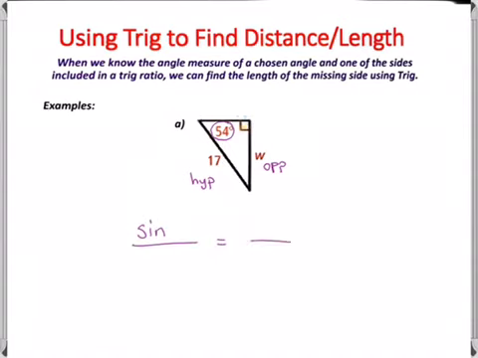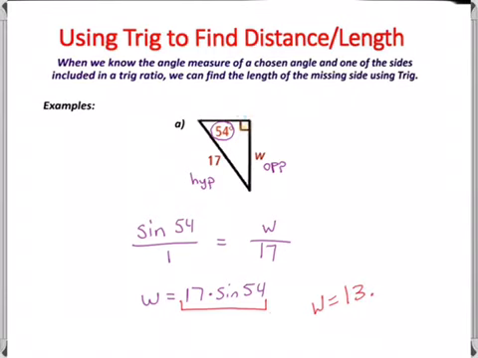In order to solve this, I'm going to set up a proportion. I'm going to take the sine of the angle measure, so the sine of 54, over 1 equals opposite over hypotenuse. Now, to solve proportions, we've always just cross multiplied. So we'll take W times 1 gives us W, and then the other way is 17 times the sine of 54. Our variable is all by itself, so we can plug this into our calculator, and we should get W to equal 13.75.